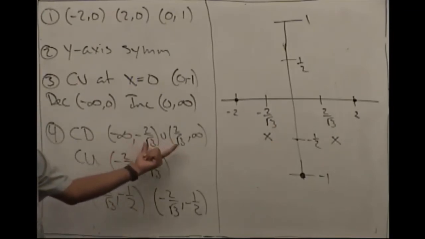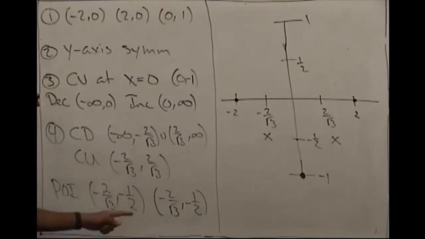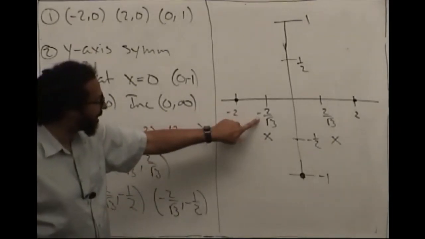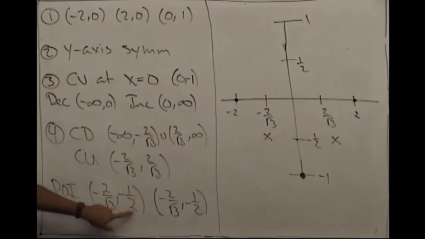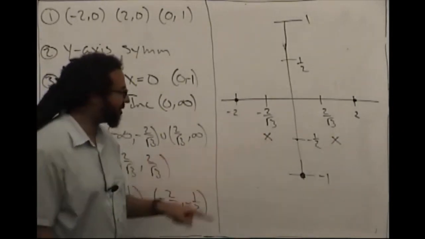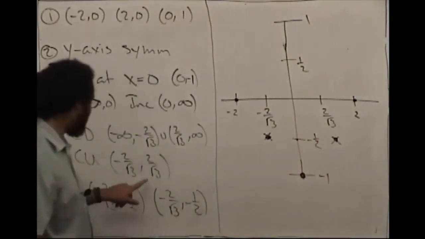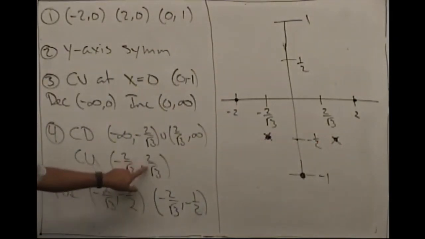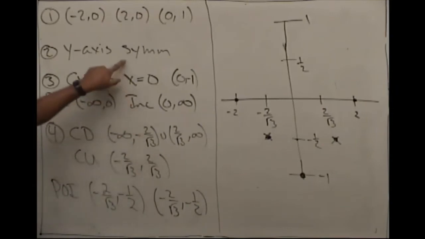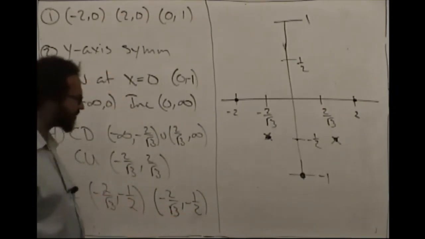And so because concavity switches, we've got points of inflection at negative 2 over square root 3. And so what's the y value? So just take this thing and plug it back into the original function. You'll get negative 1/2. So here's the point of inflection where these x's are. And again, when I plug in positive 2 over square root 3, well, I know it's got y-axis symmetry, so I still better get negative 1/2.